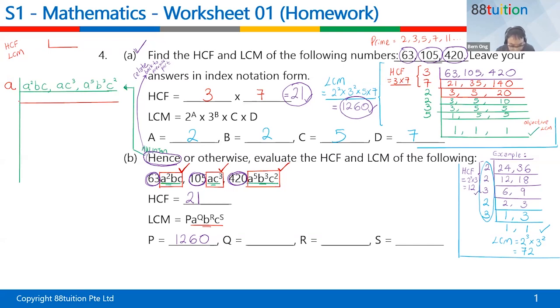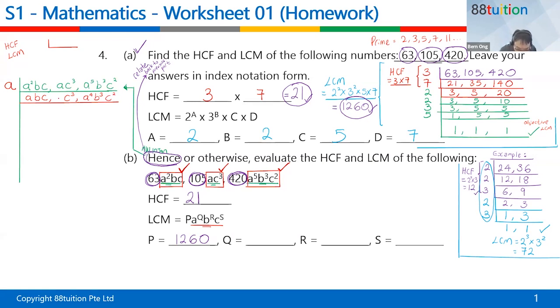It's the same idea. If you divide by A, what are you left with? You're left with A, B, C. The second one, AC cube divided by A, you're left with C cube. Are you still following me? A5B cube C squared, if you divide by A, you're left with A4 B cube C squared. Okay? That is for A only.